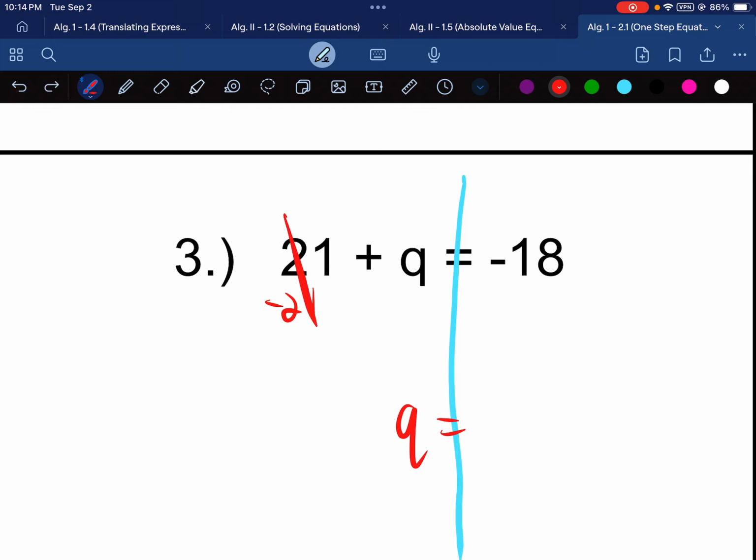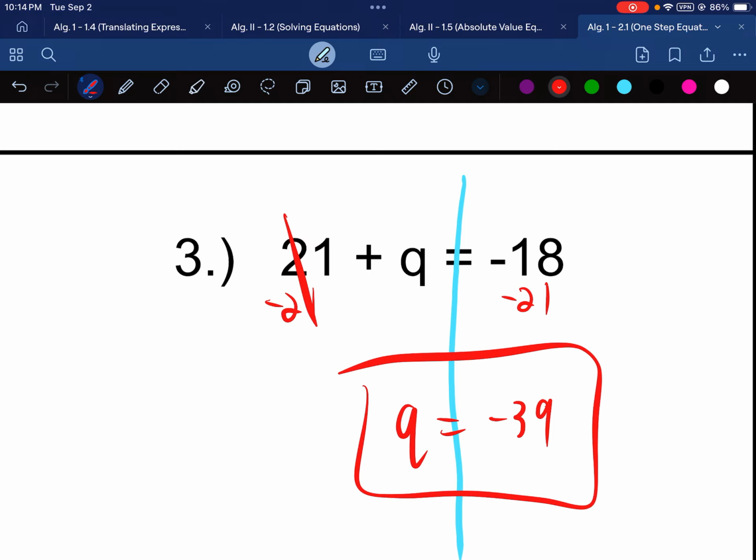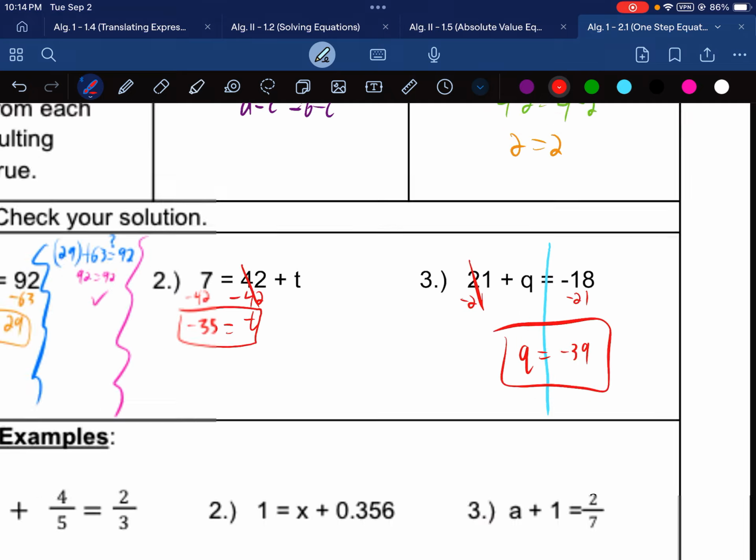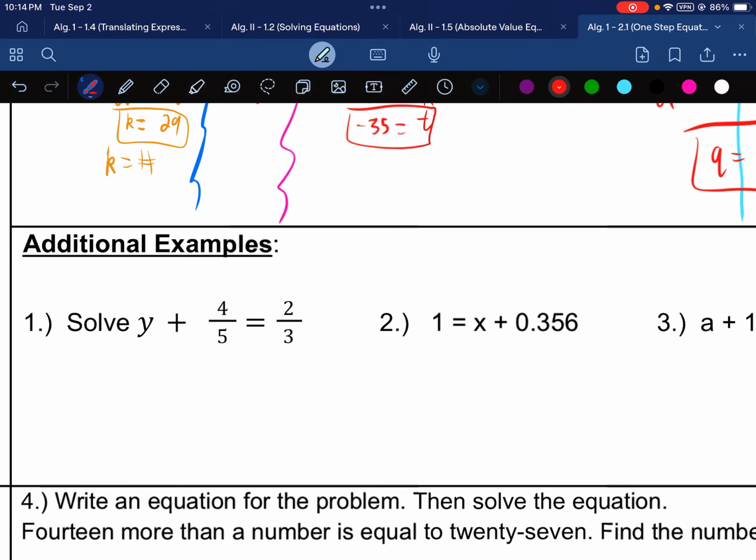So we get 0 plus q, or just q. But if I subtract 21 from one side of the equal sign, I have to subtract it from the other, and I get negative 39. And that is my answer. I have q equals a number.